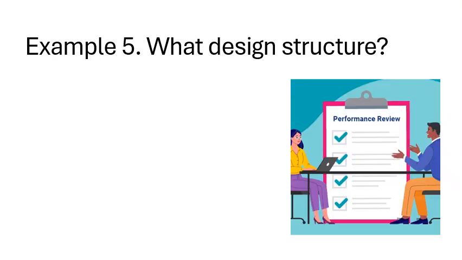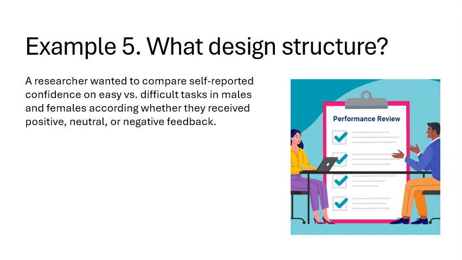Last example, example 5. A researcher wanted to compare self-reported confidence on easy versus difficult tasks in males and females according to whether they received positive, neutral, or negative feedback. Once again, you're seeing that the variables aren't specifically named. The conditions are named, so you have to infer the variables from this description. So the dependent variable is confidence, stated easily.